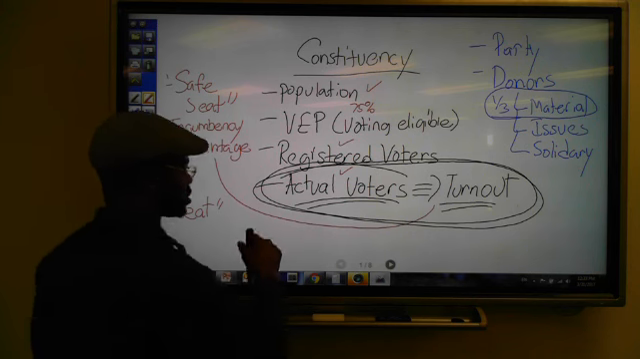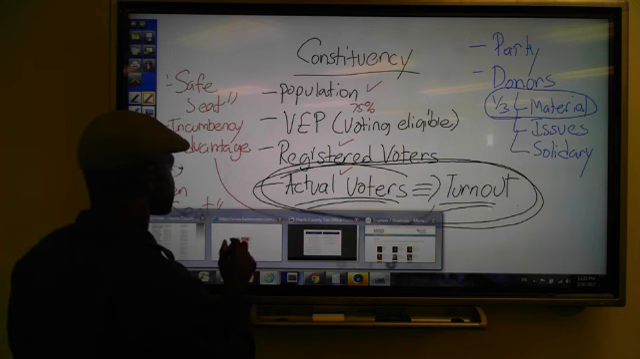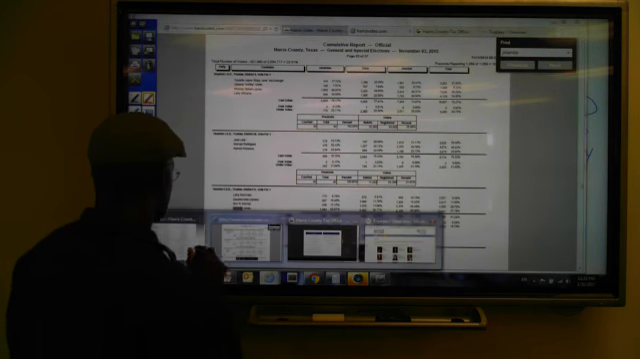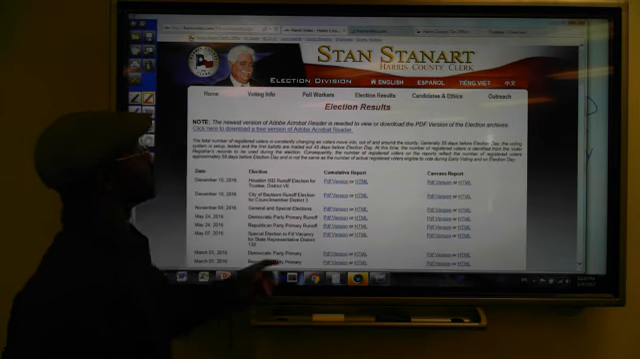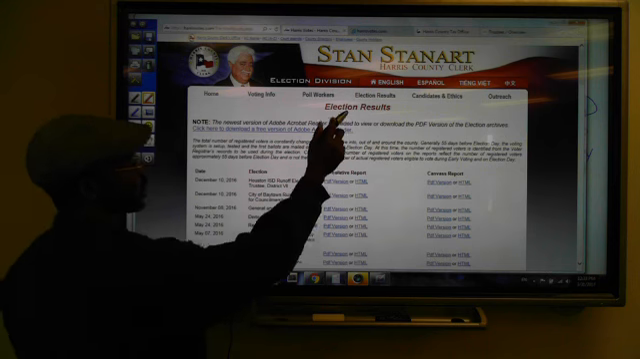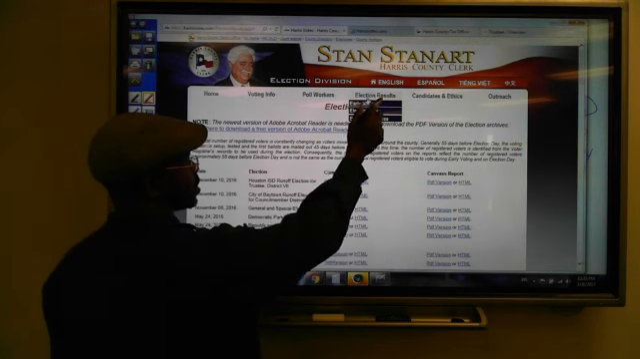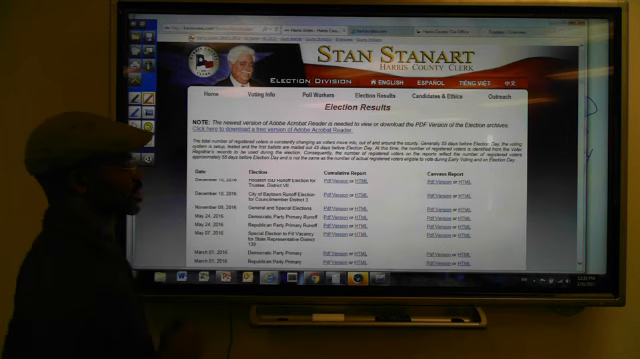Second piece of information is the registered voters. So to get that information, I go to harrisvotes.com, sorry, and I go to the election results window, and I go to election archives. Election results window and then election archives.